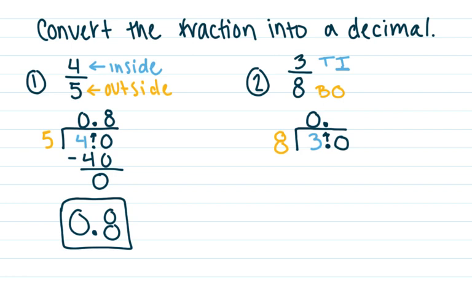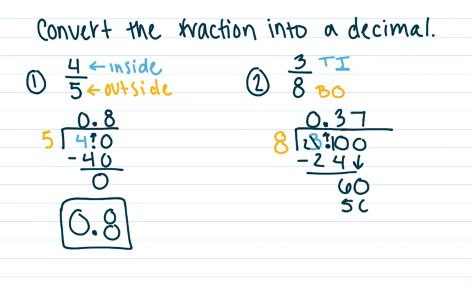8 fits into 30 3 times. 3 times 8 is 24. I subtract, and I get a 6. I'm not done dividing because I don't have a 0 there, so I'm going to add another 0, bring it down, and continue my division. How many times does 8 go into 60? That is going to be 7 times. 7 times 8 is 56. I subtract again. I get a 4. Still not done. Don't have a 0 down there on the bottom yet. So I bring down another 0.